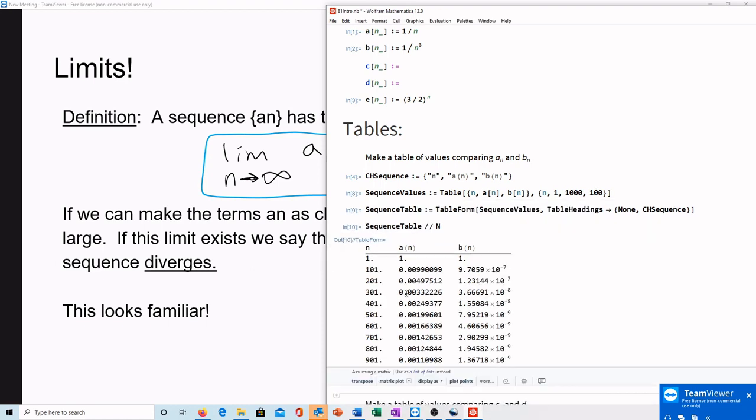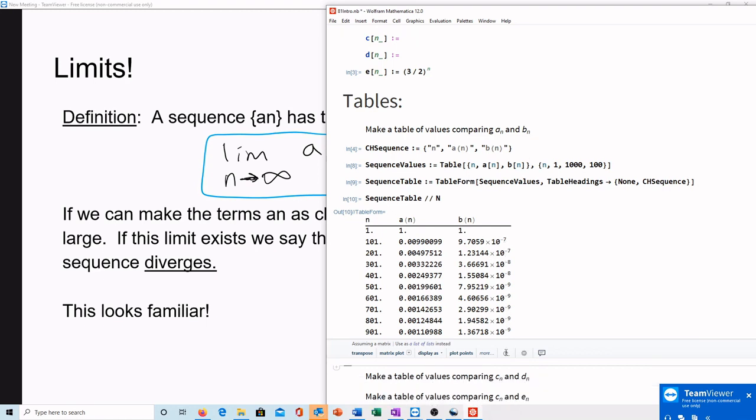Okay, and we see what's happening here. So a sub n, which is just 1 over n, starts at 1, and then gets pretty small, and continues to get smaller and smaller as I go down the list. Okay, so then b sub n starts at 1, and then immediately, that's 10 to the negative 7. That gets really small very quick. And as we go down this list, it's getting smaller and smaller.